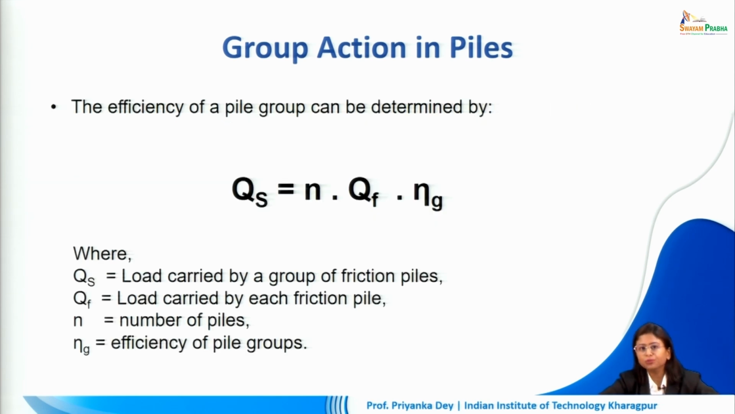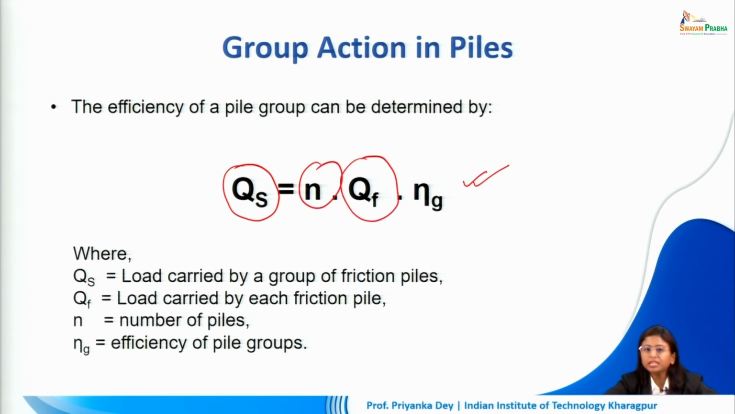Now Feld's rule is this particular formula. It's being said that the efficiency of a pile group can be determined by this formula, which is QS. This is the load carrying capacity of the entire group of friction piles. We are dealing with friction piles here, and that is equal to N, the number of piles, QF, which is the load capacity of each friction pile within our group, and NG is the factor of efficiency of the pile group.